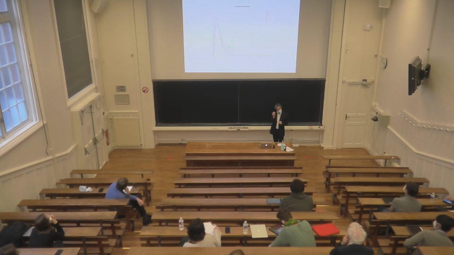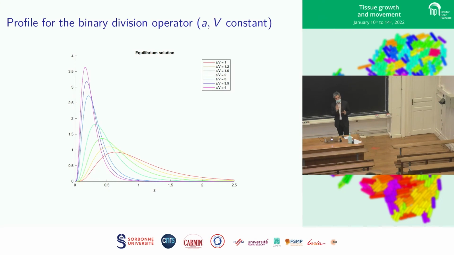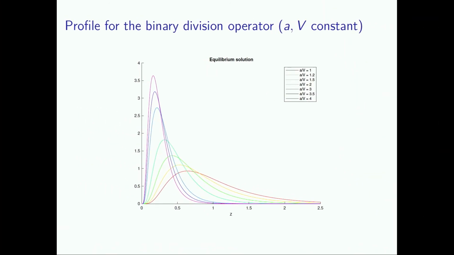Okay? And you have some formula in the case of constant growth rate and for the binary division operator. And what you get is that the profile is driven by the ratio between A and V, the division rate over the growth rate. If this ratio is small, you have something which is peaked for small size of the cells. When this ratio increases, you spread the profile and you obtain this curve, for instance, which is here. Okay? So you have explicit formula in the simple case.